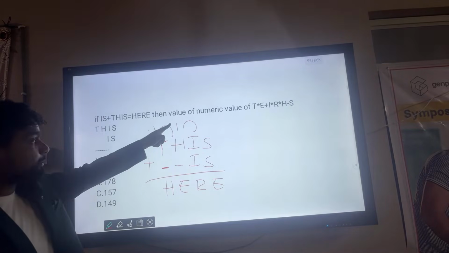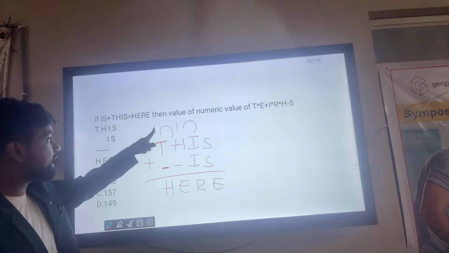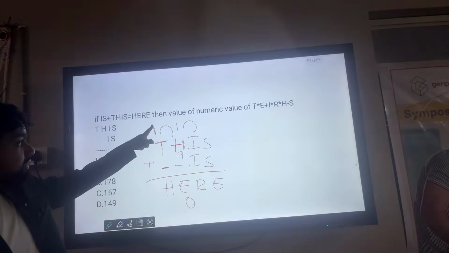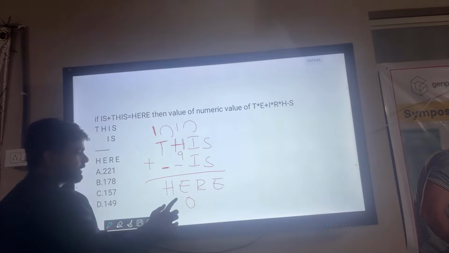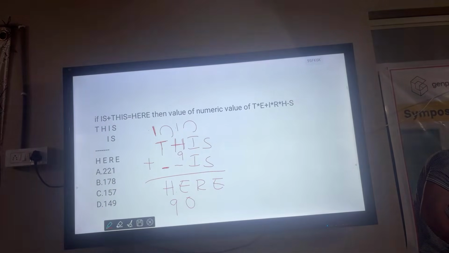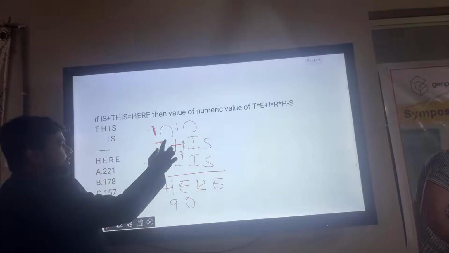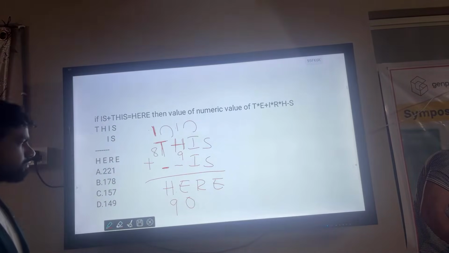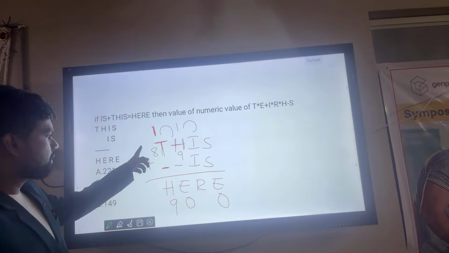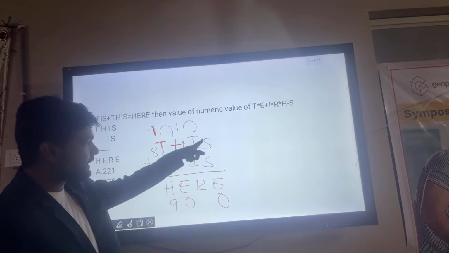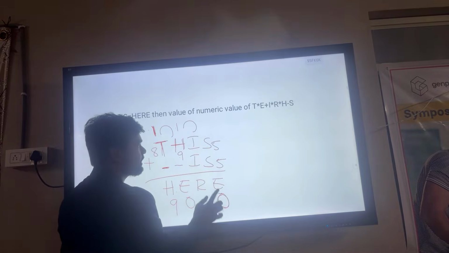And 1 plus H is equal to E, and also you should generate carry 1, because you have to generate the carry 1 here. Remember the condition. H is equal to what? 9. So H is equal to 9. Already carry 1 is there. What is the T value? 8. E value is equal to 0. What should be the value of S and S? Obviously 5, because 5 plus 5 is 10, 0 and carry 1.